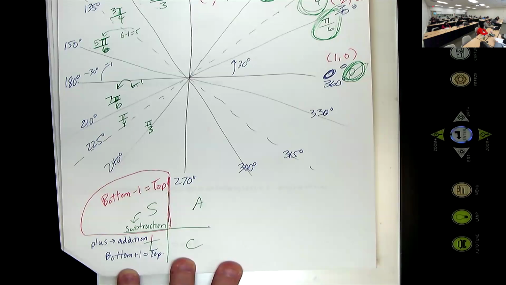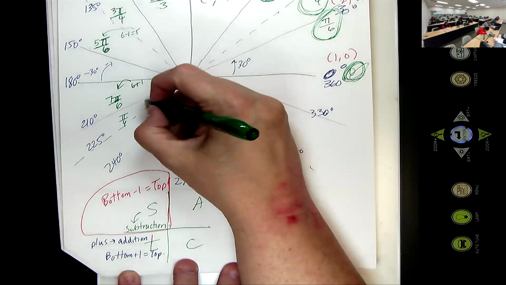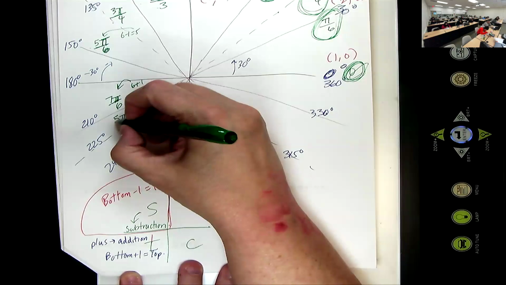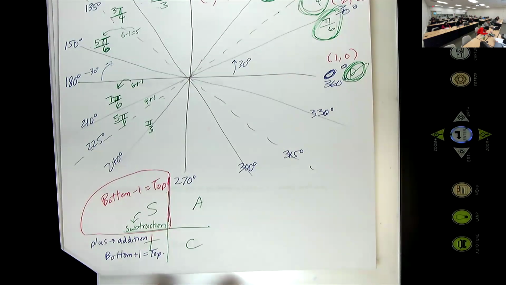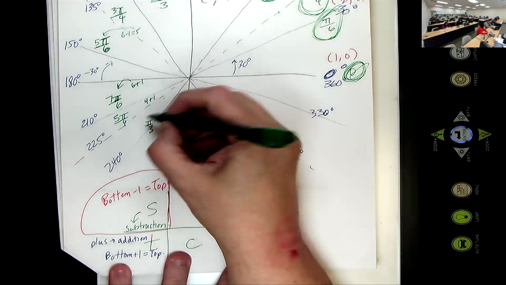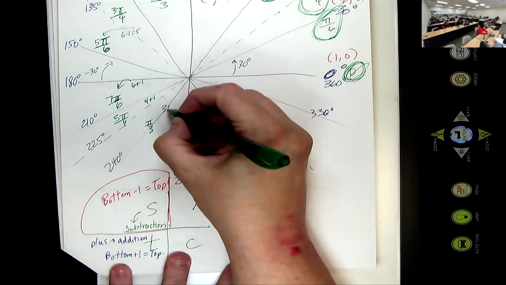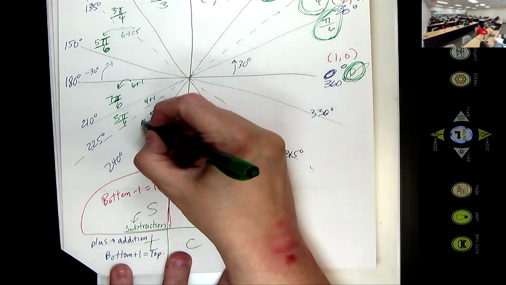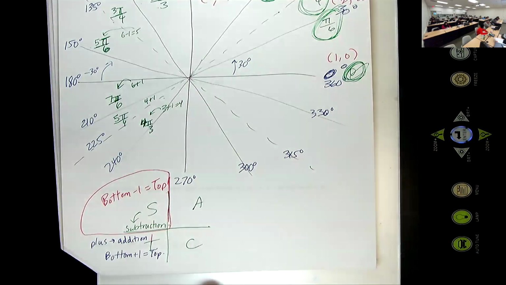So 210 is 7 pi over 6. 4 plus 1, 225 is 4 plus 1 is 5. 225 is 5 pi over 4. This one, 3 plus 1 is 4. Put the 4 on top, 4 pi over 3. And we just did 240 equals 4 pi over 3, like a half hour ago.